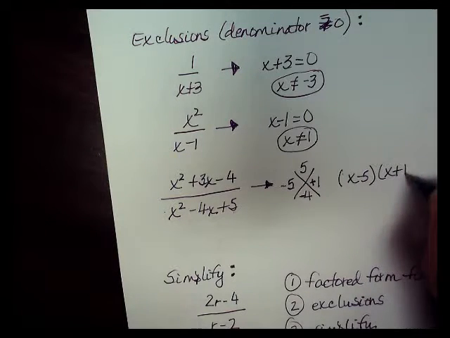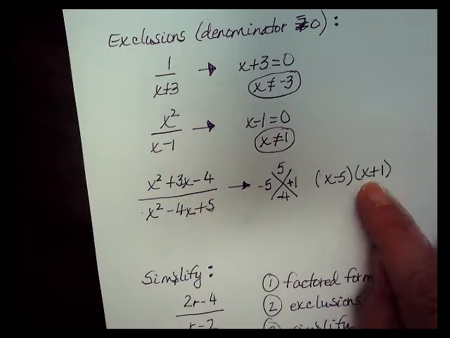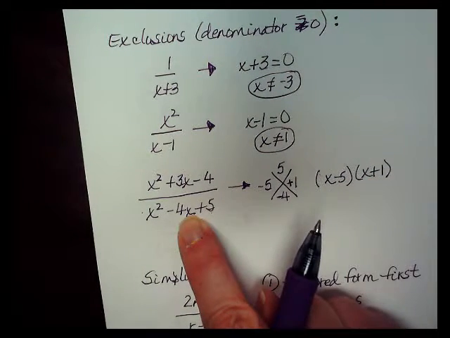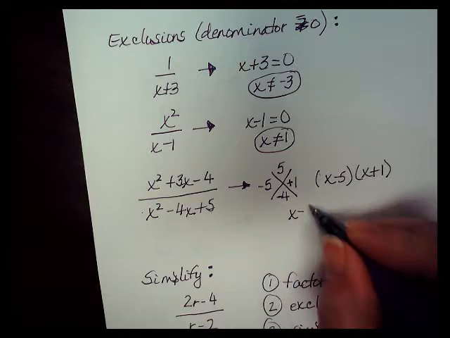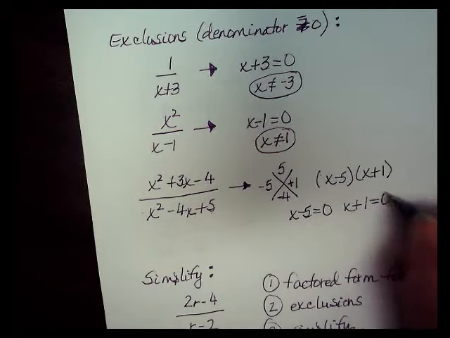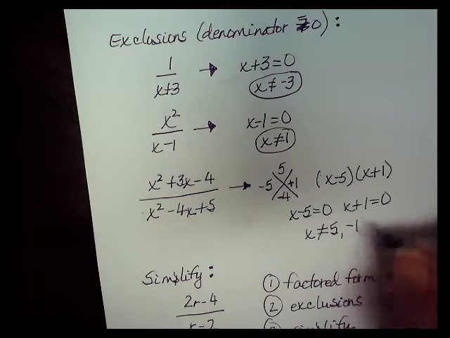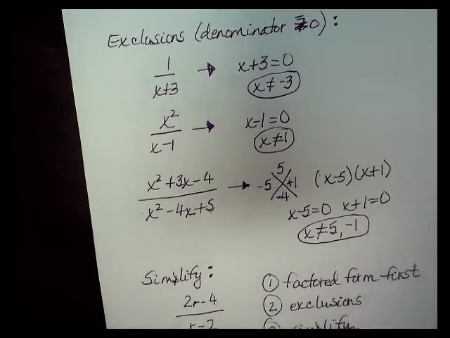So now notice there are two x's, so that means I have two exclusions. And again, I'm just doing the denominator. So x minus 5 equals 0 and x plus 1 equals 0. And if I solve those, x cannot equal 5 and -1. So that's how you do exclusions.